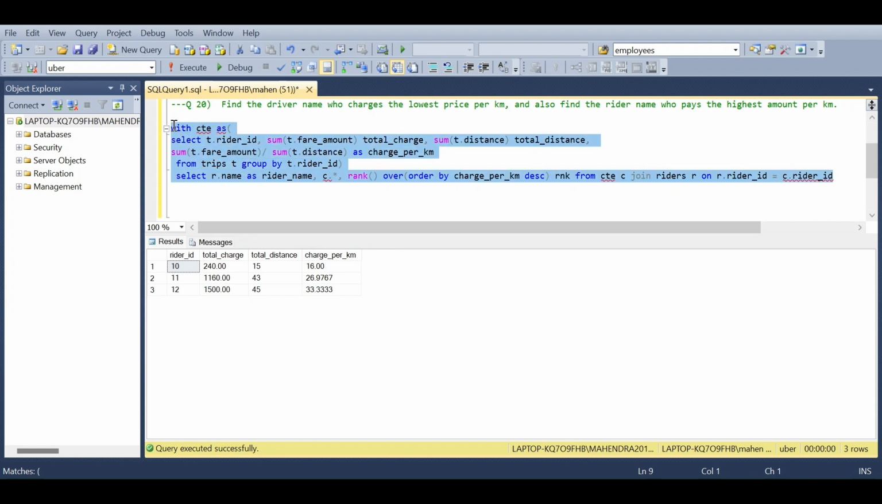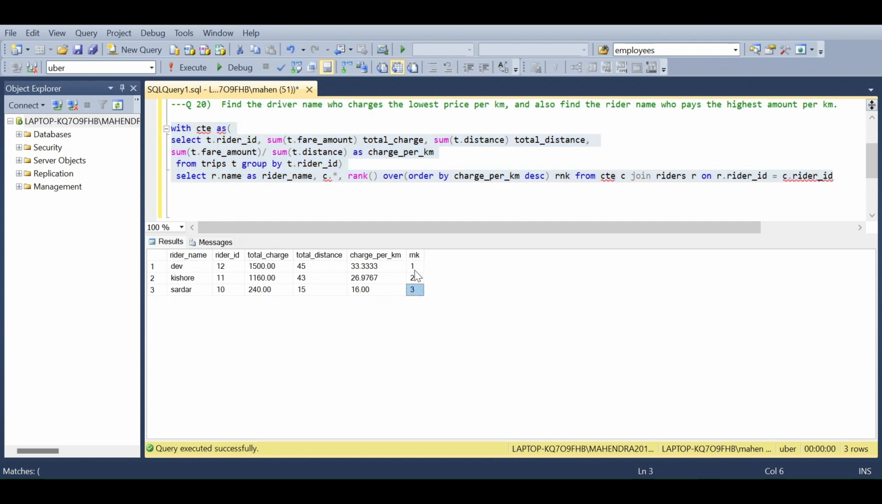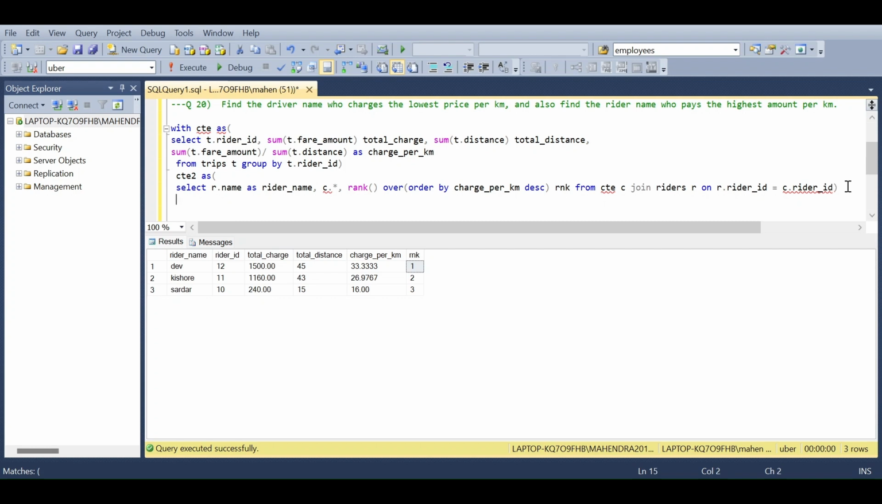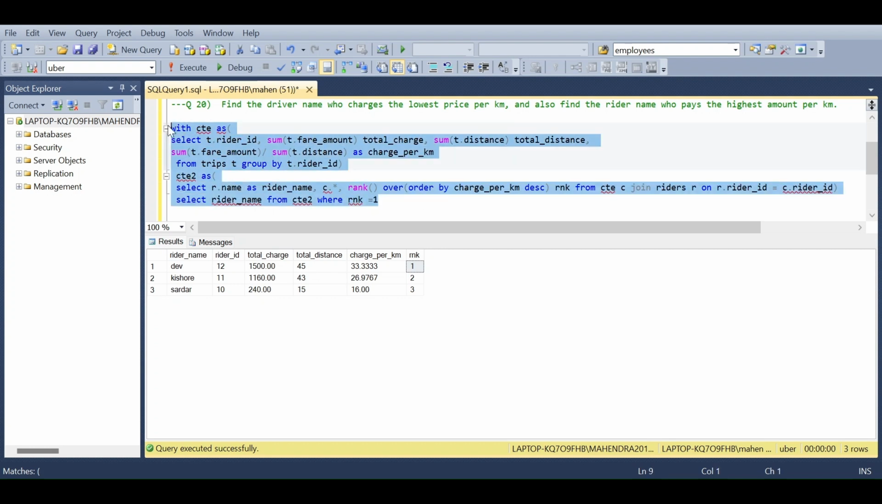Okay, now if I execute this one, you can see here for each rider name we are getting all information, right? And you can see here ranks 1, 2, 3 are assigned on the basis of the amount paid by each rider per each kilometer, right? This is in descending order, so that's why the highest one is rank 1. Okay, now I'm going to assign this as CTE2. Now I'm retrieving only rider name from CTE2 where RNK equal to 1. You can see here, if I execute this one, you will get Dave.